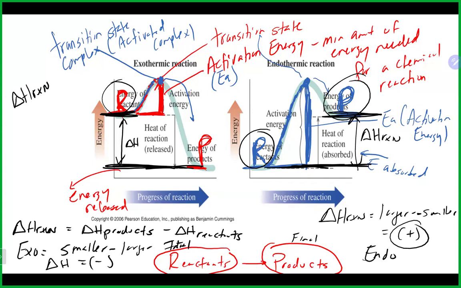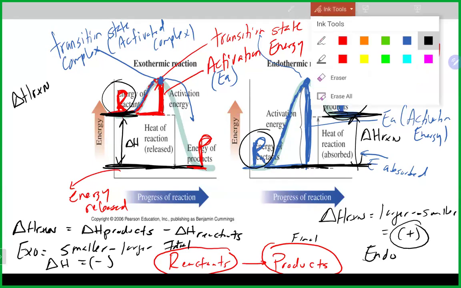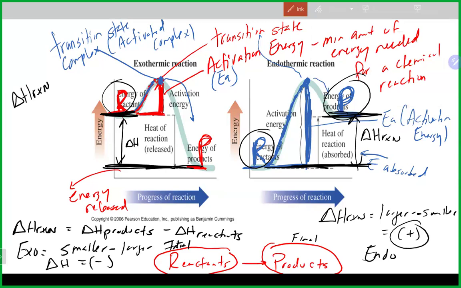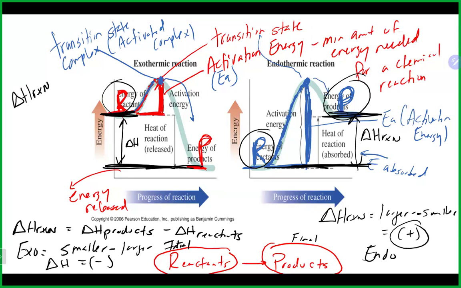Now, speaking of why we have these here, one way that we can speed up a chemical reaction, typically speaking, is to add a catalyst. And a catalyst is something that is typically added. It is not a reactant. It's not a product.